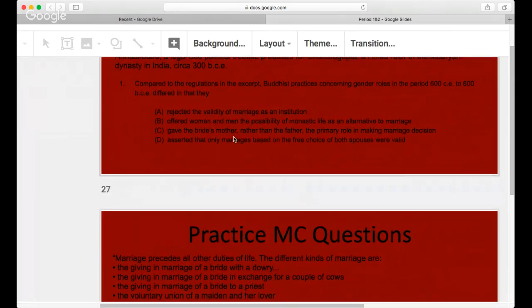C, gave the bride's mother rather than the father the primary role in making marriage decisions. I don't know really in any place in period 2 where the woman is getting to make those decisions. So I would cross off C.